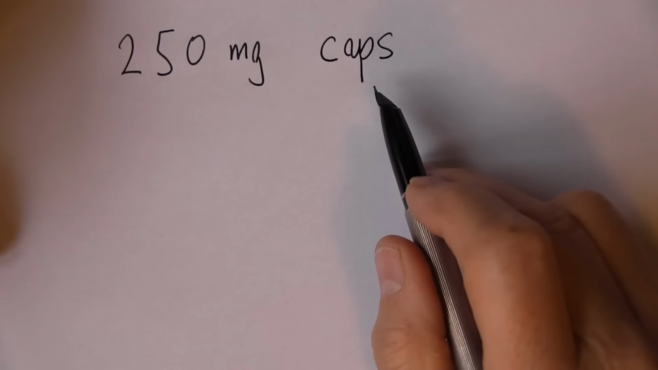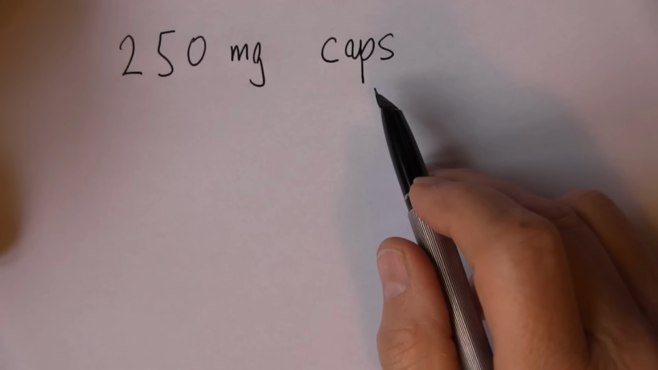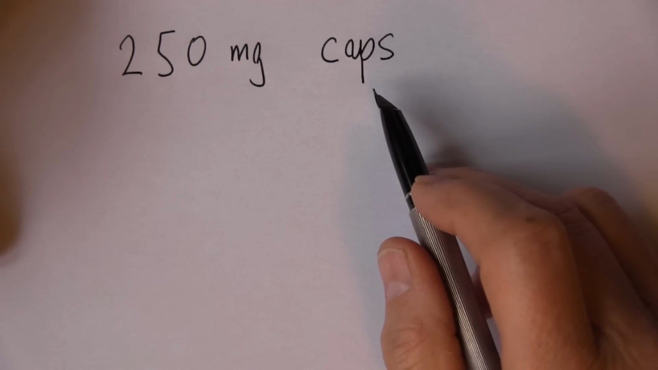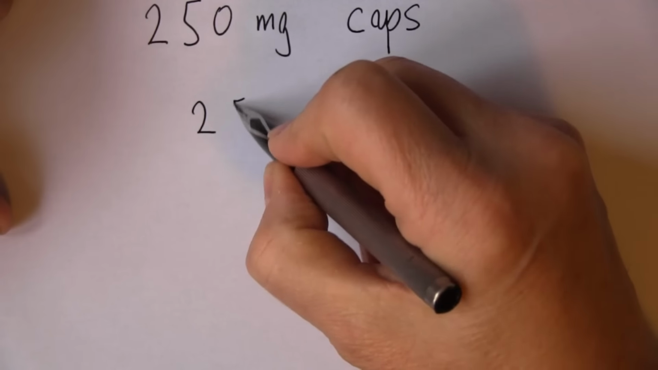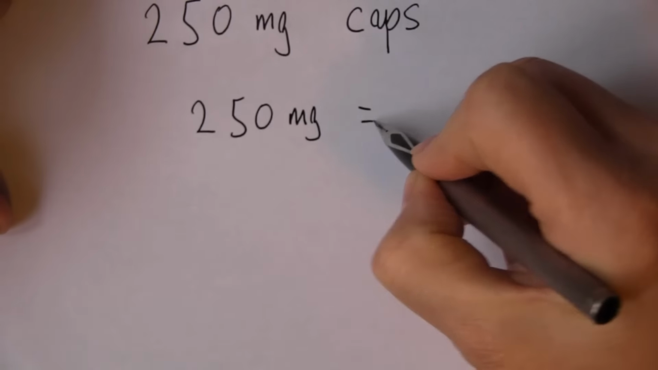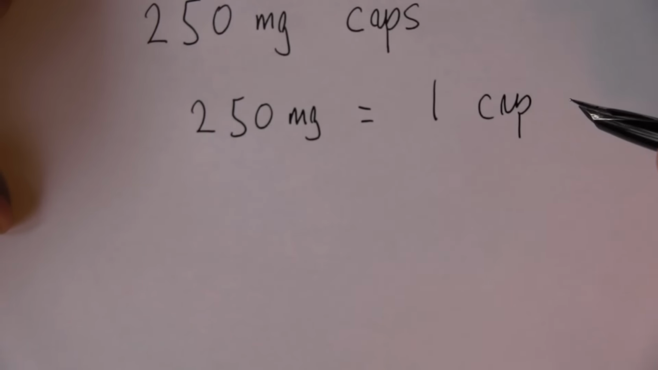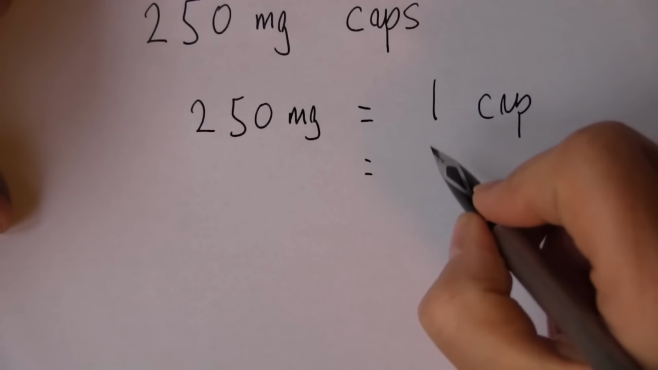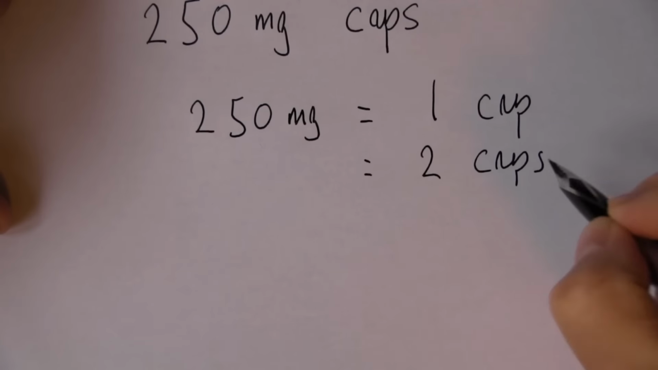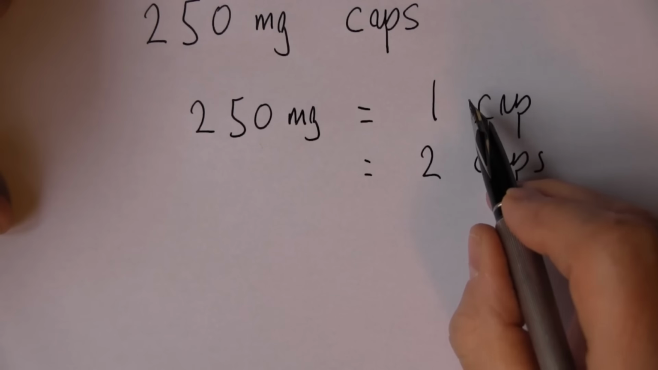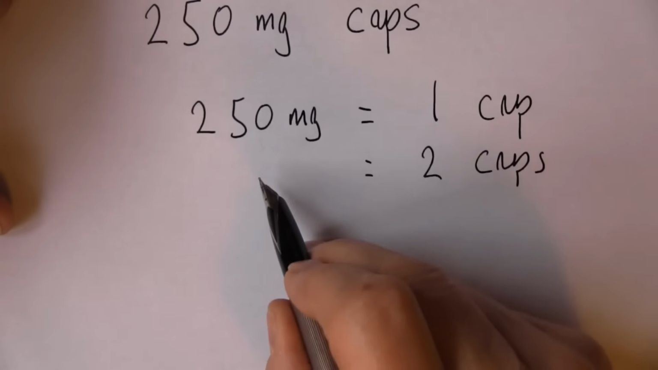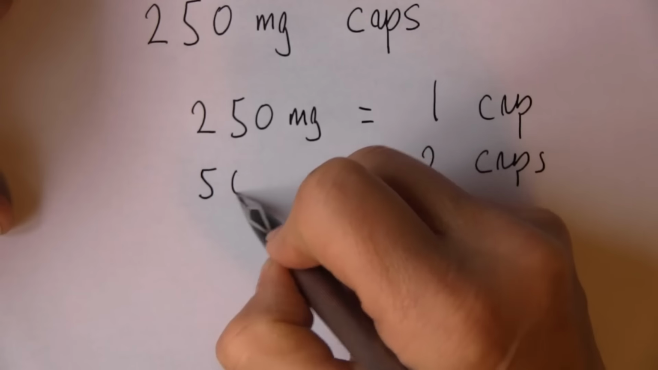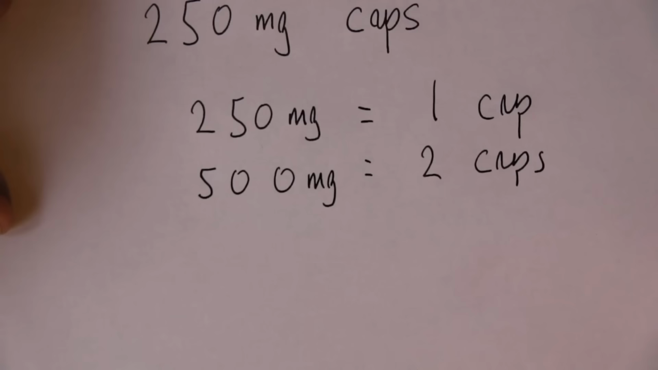So here we're told that flucloxacillin comes in 250 milligram capsules. And we've been prescribed a dose of 750 milligrams, so how many capsules do we give? Well, again, 250 milligrams equals 1 capsule. So if we give 2 capsules, that's going to be 2 times 1 is 2, so 2 times 250 is going to be 500. So 2 capsules is going to be 500 milligrams.